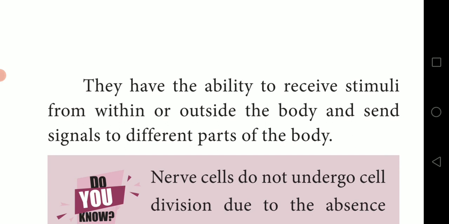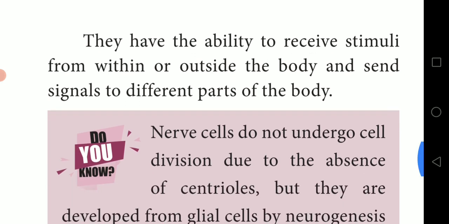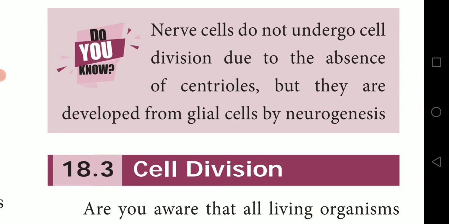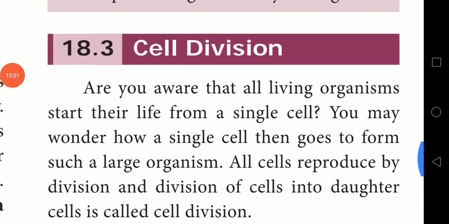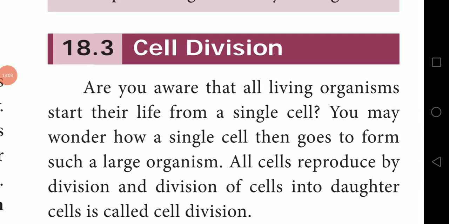Neurons have the ability to receive stimuli from within or outside the body and send the signal to the different parts of the body. Then small information: nerve cells do not undergo cell division due to absence of centrioles, but they are developed from glial cells by neurogenesis. The next topic is cell division.